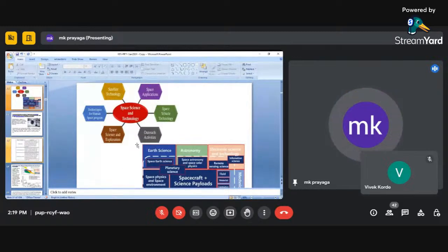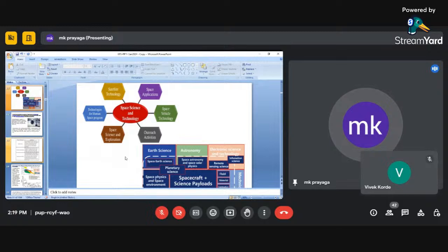So from here onwards, I am giving you the sector areas one by one where you can do research work. And if any doubts are there, please raise them. I will try to answer.